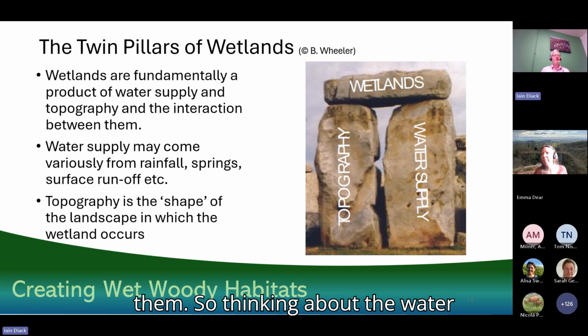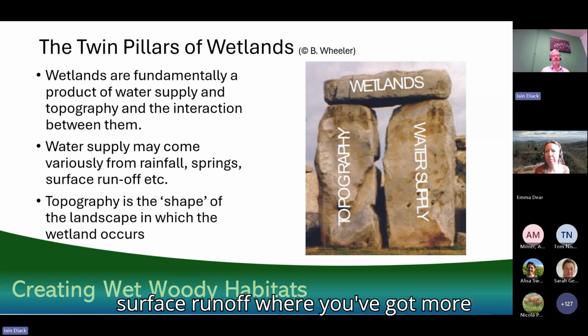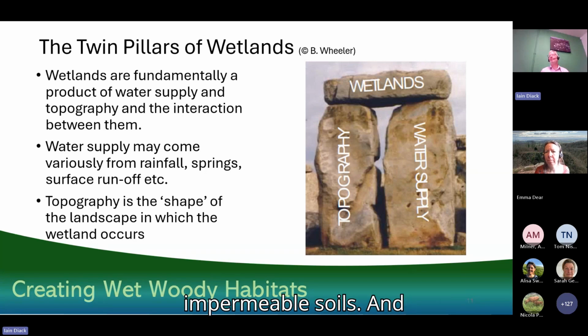So thinking about the water supply, it can come from rain. Obviously all wetlands receive rainfall. From springs, so this is water coming out of the ground from aquifers, groundwater aquifers. It can come from surface runoff, where you've got more impermeable soils, and all of these provide water.